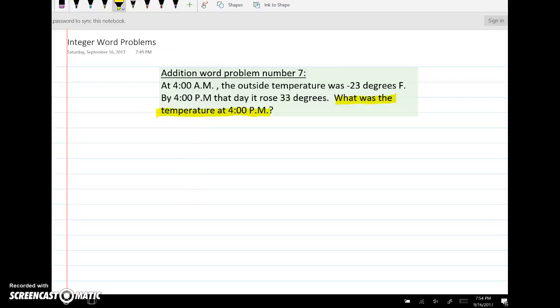We don't want to know the time, we want to know the temperature. So important here is our temperature. So do we have to look at the times? Not really. Let's just cross them out a little bit so we can focus more. Now it says at 4 a.m., that's the beginning time. The temperature was, let's see if I can change some colors here.